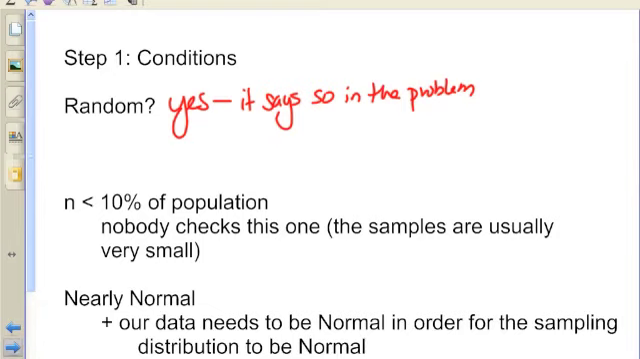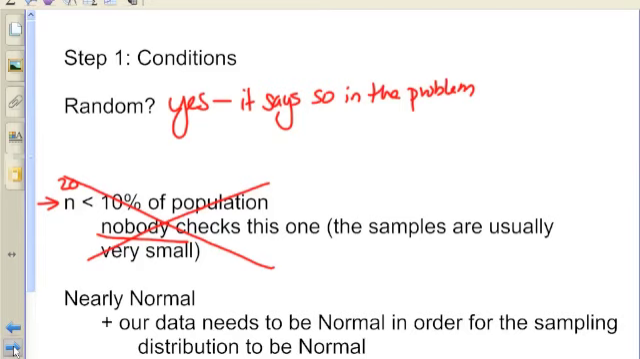The next condition that you may or may not remember from Unit 5 was that n, remember this is our sample size, that's 20, is less than 10% of the population. True story, nobody checks this one. So you can cross it out. You really don't have to do it. The sample sizes are so small that it's pretty much always true and nobody bothers. Nobody checks this one. On the AP rubrics, this one does not show up when it comes to means.